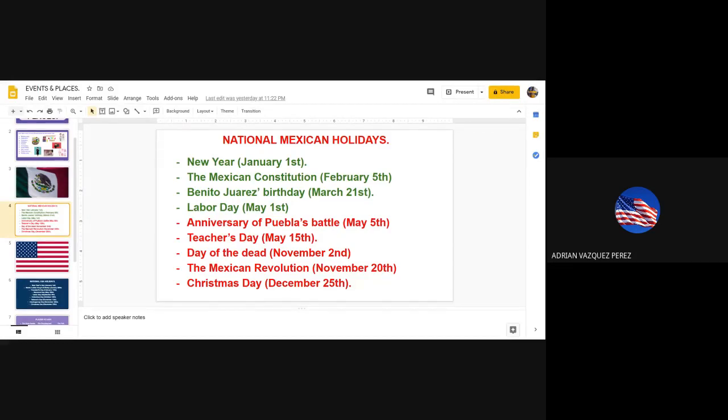Then we jump up to March 21st. What month is March? We have Benito Juarez's birthday on March 21st, which is another Mexican holiday. Also, on May 1st, we have Labor Day, another Mexican holiday. Then we jump up to May the 5th, when we celebrate the anniversary of Puebla's battle. Write down what the word battle means, and also write down what labor means.